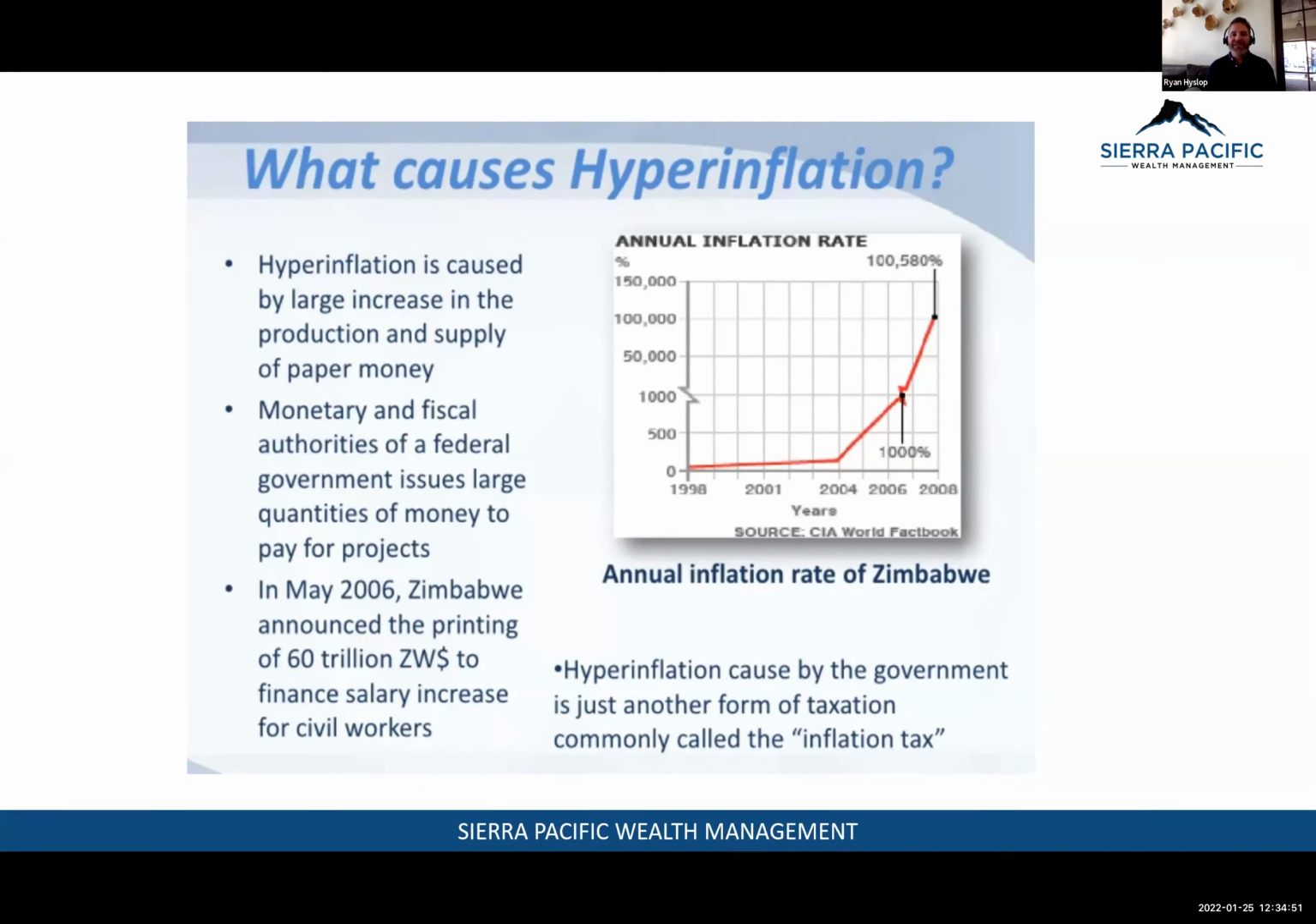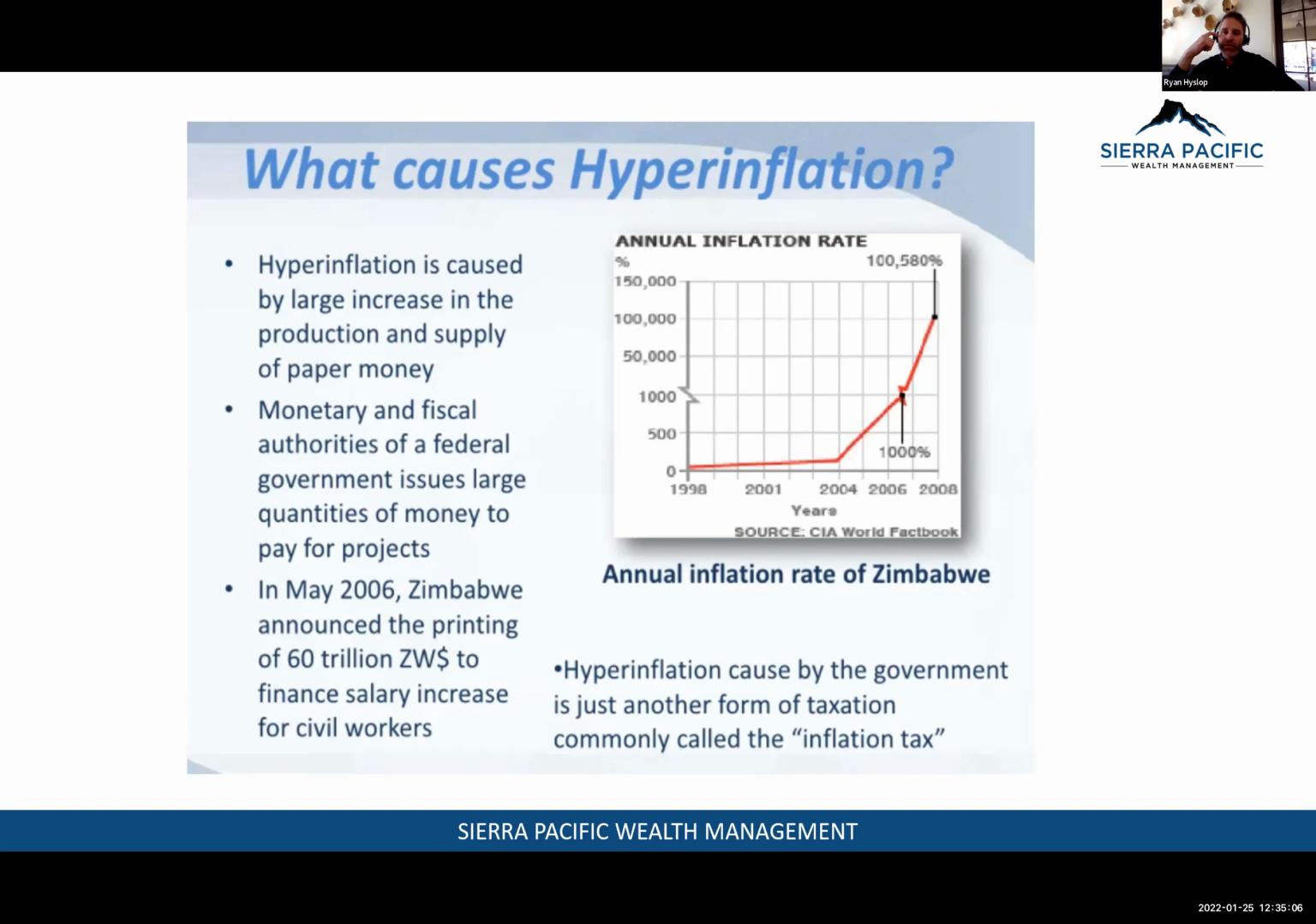Hyperinflation caused by the government is just another form of taxation, just so you know. It's called an inflation tax, right? Because goods and services cost you more, and if your wages aren't rising the same amount as the price of goods and services. So just real quick on that.